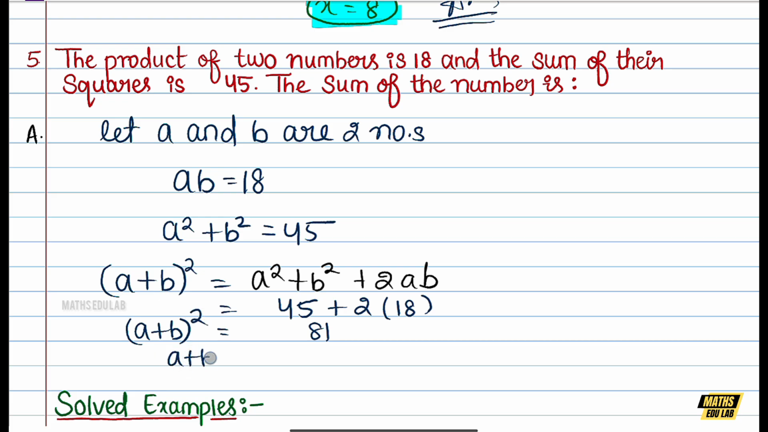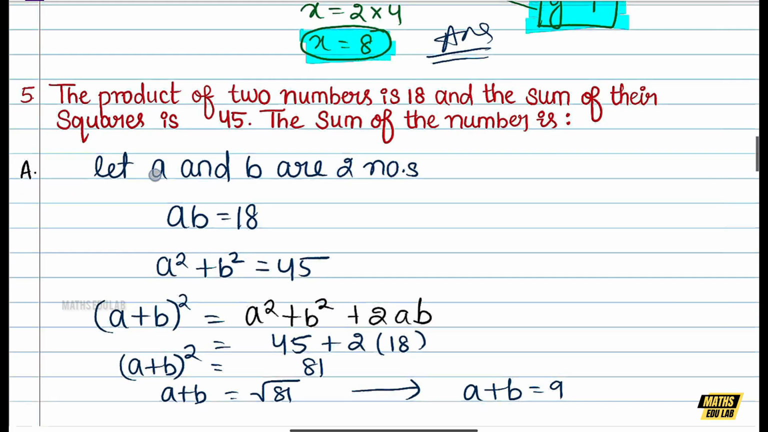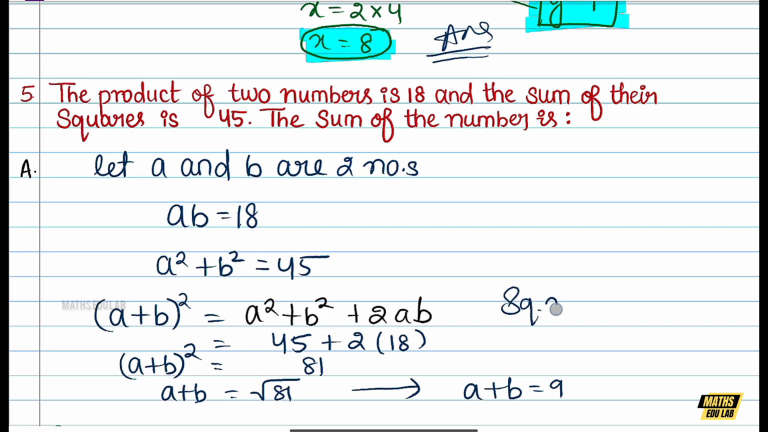Then A plus B is equal to root over 81, so A plus B is equal to 9, because the square root of 81 is 9. So this is what we have discussed.